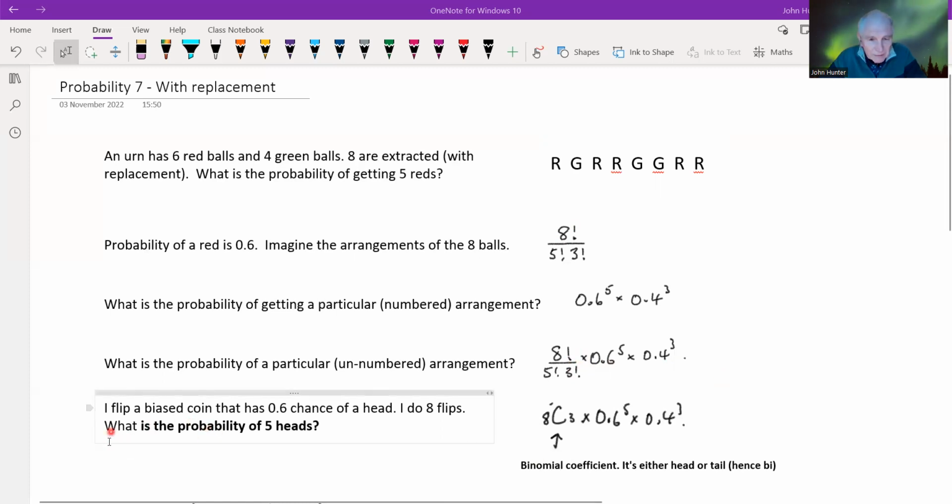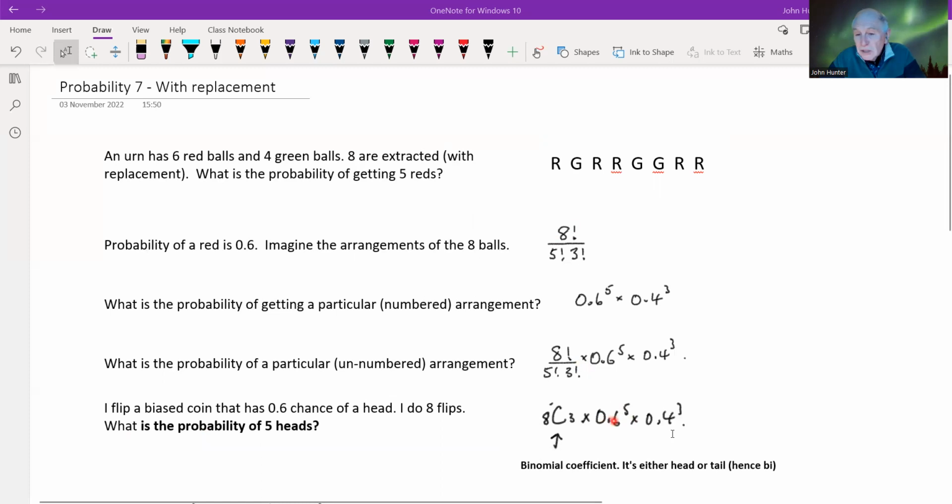This is a sort of identical question, really. If I flip a biased coin that has a 0.6 chance of a head, and I do 8 flips, what's the probability of 5 heads? Well, same thing, isn't it? Here we've got heads and tails instead of Rs and Gs.